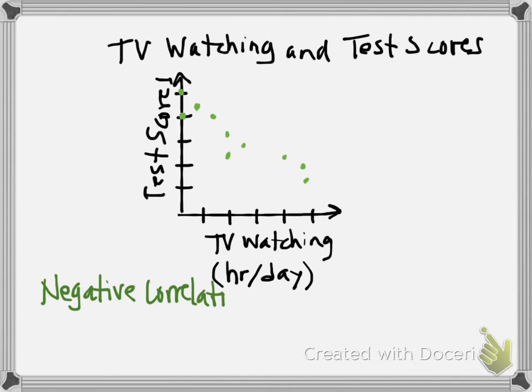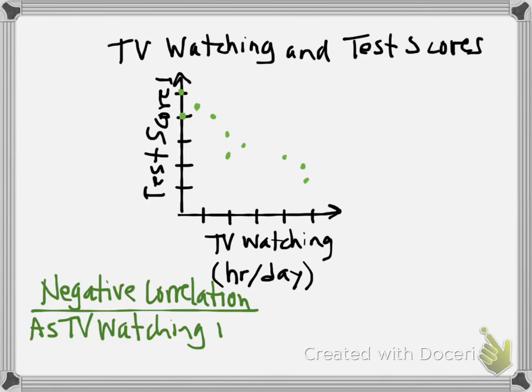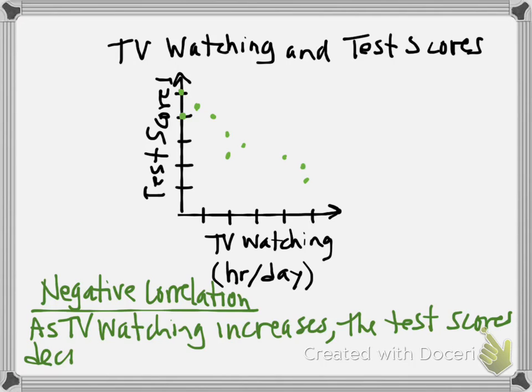Now we can interpret this with our information. So as TV watching increases, what happened to the scores? What happened to the test scores? The test scores went up? They went down, right? The test scores decreased.